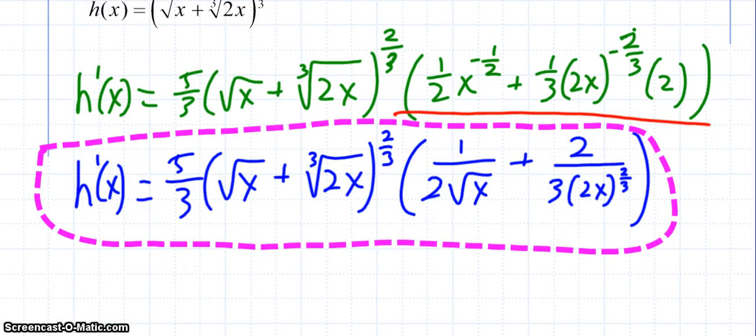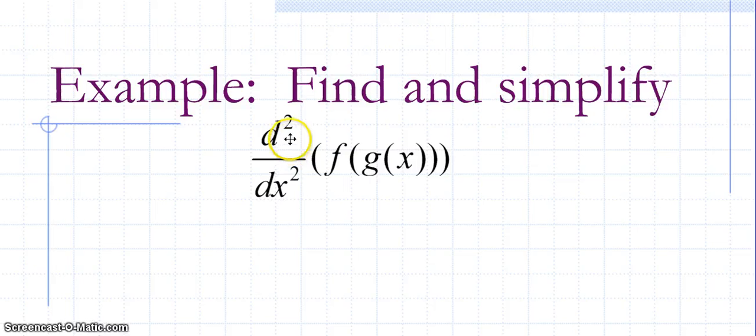That's it. Moving on. Find the second derivative of f of g of x. So this is just in terms of generic functions. Think about the fact that the derivative of f of g of x is f prime of g of x times g prime of x. Pause the video, unpause when you're ready to check.